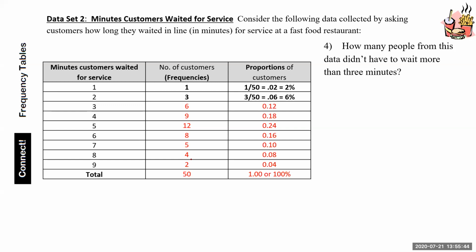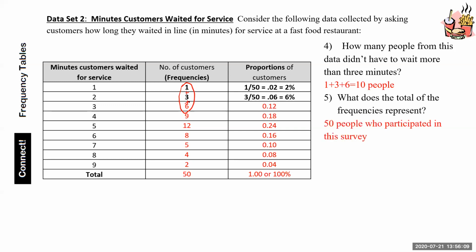Now, how many people from this data didn't have to wait more than 3 minutes? They didn't have to wait more than 3 minutes. So you put these together, and that gives you the number of customers that did not have to wait more than 3 minutes. Now, what does the total of the frequencies represent?